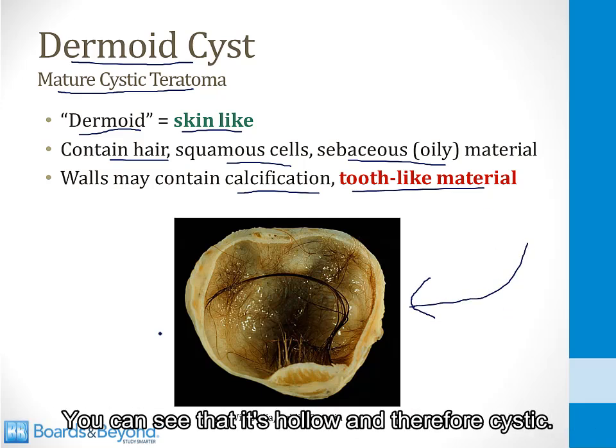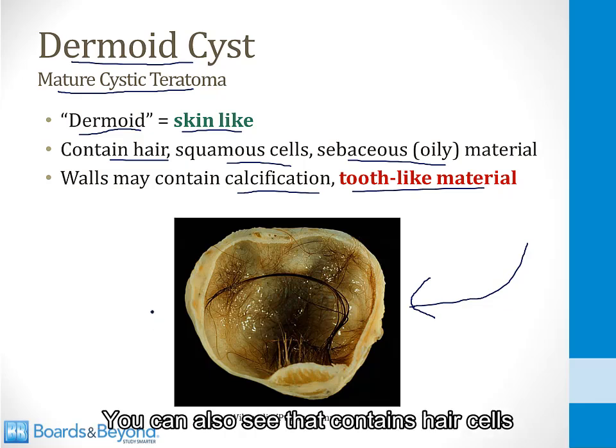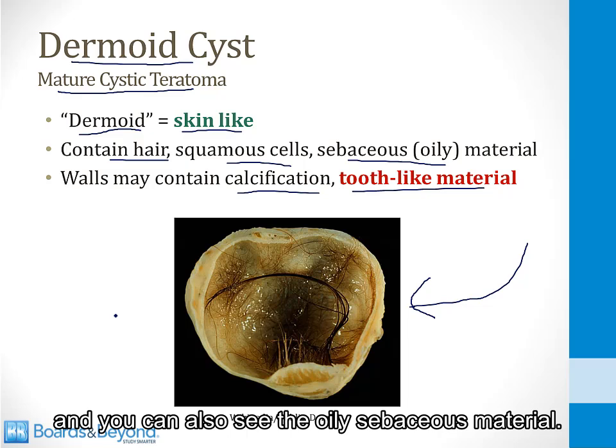This is a picture of a dermoid cyst on the screen here. You can see that it's hollow and therefore cystic. You can also see that it contains hair cells, and you can also see the oily sebaceous material.